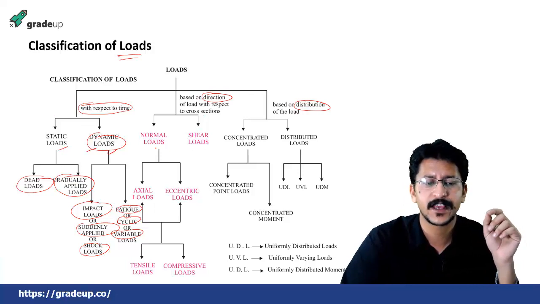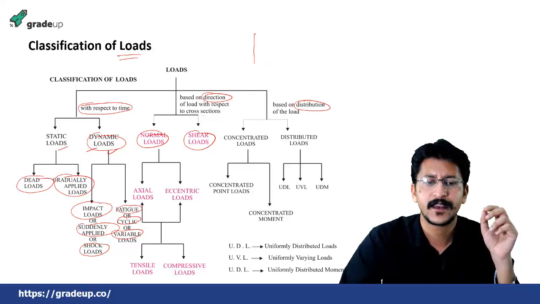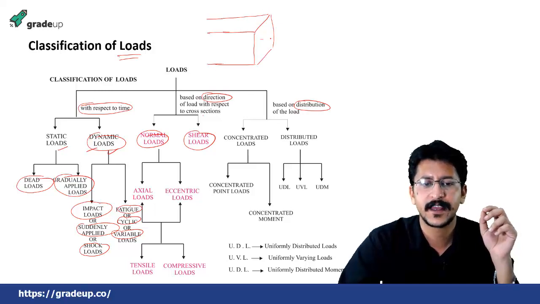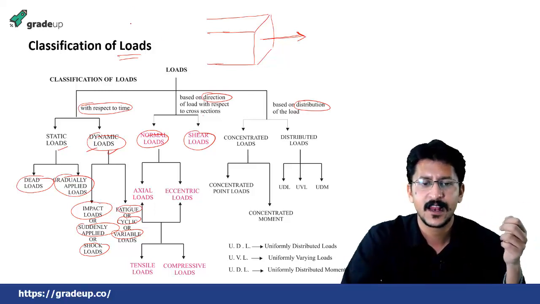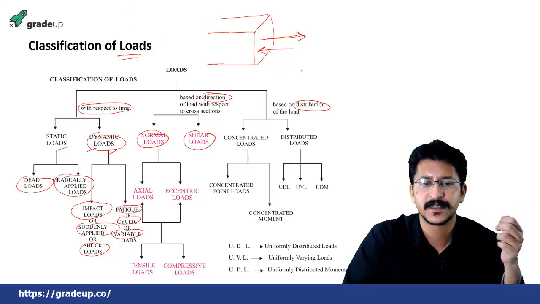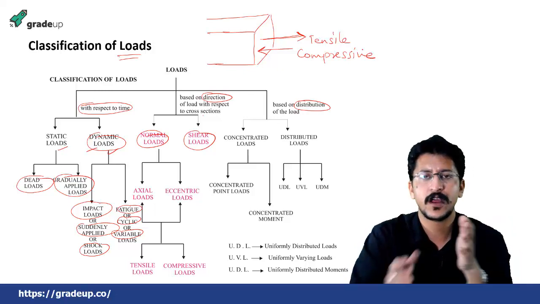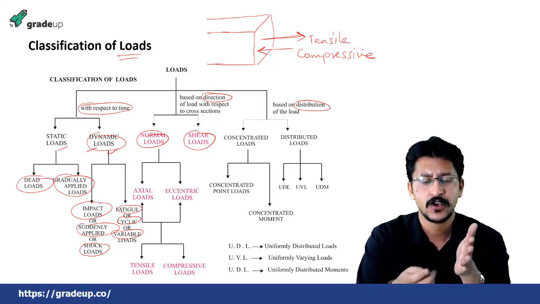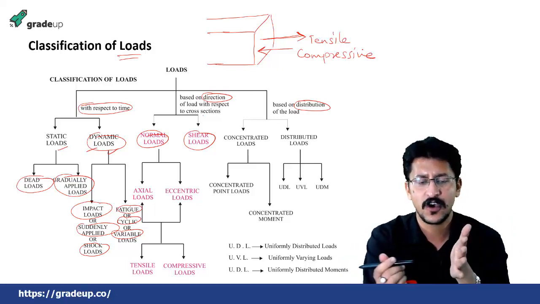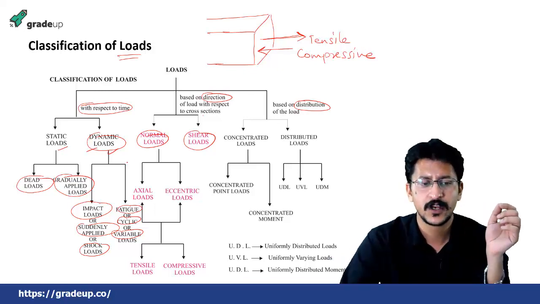Then based on direction, there is the normal load or the shear load. The normal load means that, if this is the cross section, it is acting perpendicular to the cross section. It can be tensile or compressive. So if it is acting either outward or inward of the cross section, that is known as a normal load.